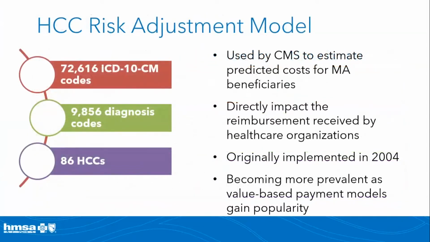The hierarchical condition category risk adjustment model consists of over 72,000 ICD-10 codes, of which more than 9,800 are codes associated with higher expected costs of care. These codes are arranged into 19 categories and spread out over 86 different condition categories. The risk adjustment model is used by CMS to estimate predicted costs for Medicare Advantage beneficiaries.